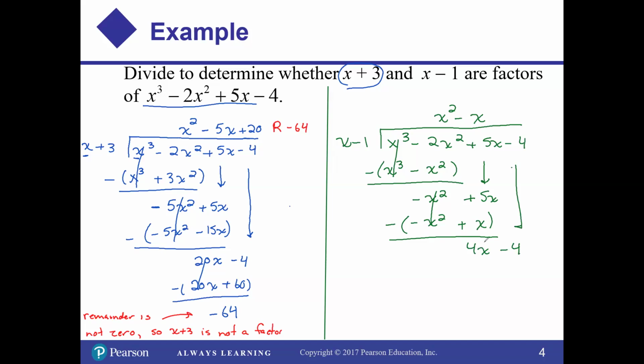So now x goes into 8x. If I divide that, I'm left with 8. 8 times x is 8x. 8 times negative 1 is negative 8. In this case, what you're going to see is that both of these cancel out, and you're left with a remainder of 0. So my remainder is 0. That means x minus 1 is a factor of the polynomial.